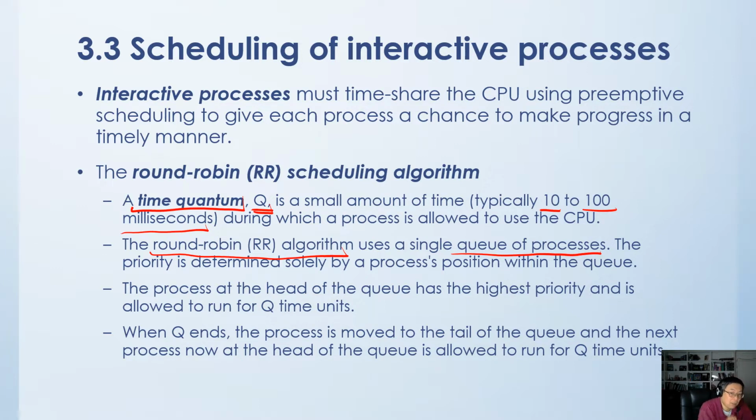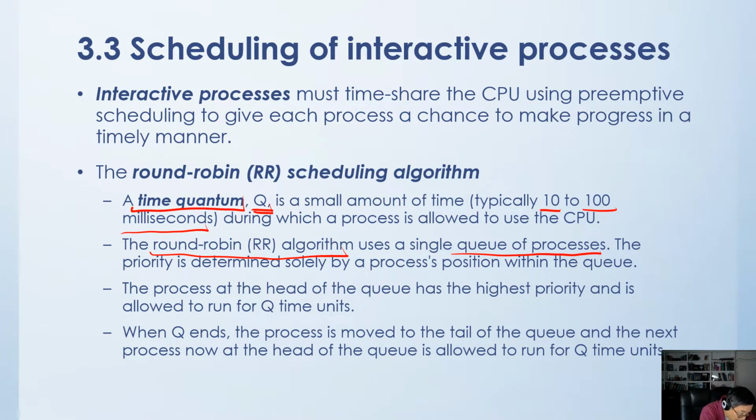So when it's time for the CPU to pick the next process, the process at the head of the queue will be selected. Once it's done, this process will be placed back at the tail of the queue, and then the CPU picks the next process at the head of the queue. That's how round-robin works.